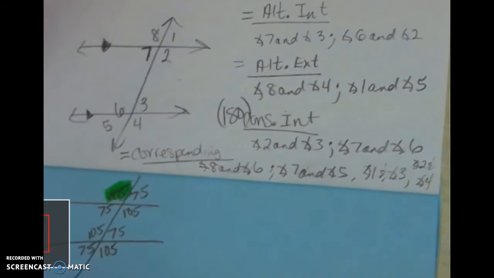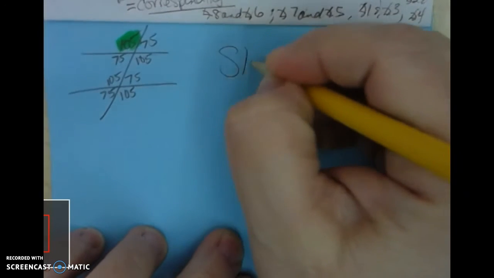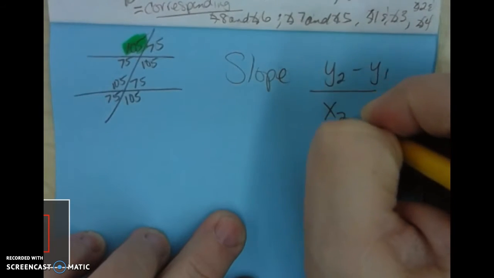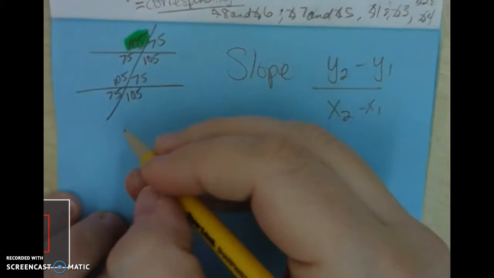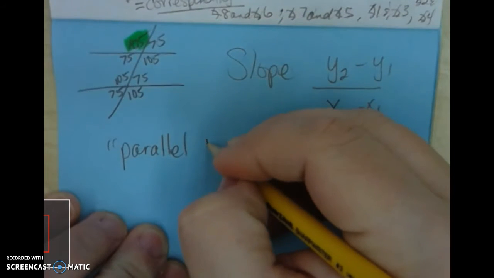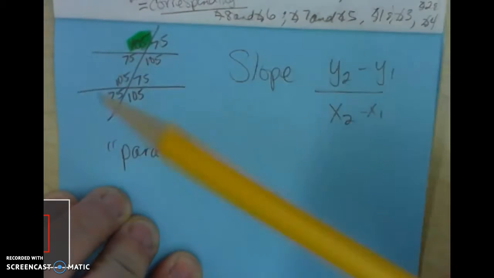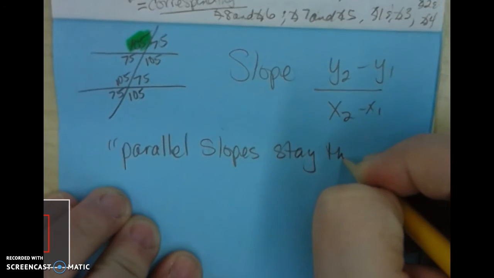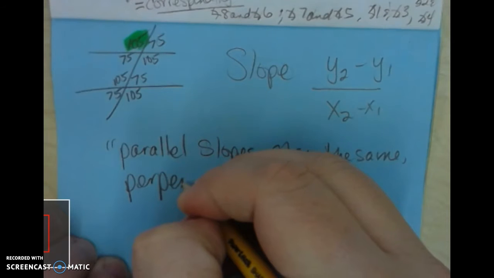All right, the only other thing we did in chapter 3 is we spent some time with slope. And so remember, our slope formula is y2 minus y1 over x2 minus x1. And remember, when we did this, sometimes we sang that song, parallel slopes stay the same, perpendicular flip and change. Parallel slopes stay the same. Perpendicular flip and change.